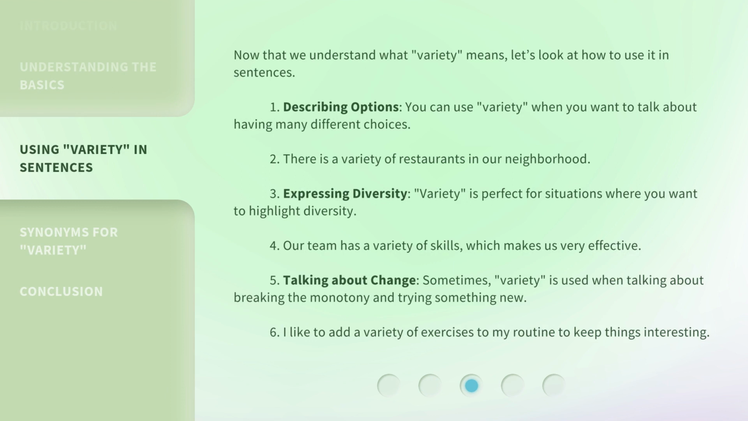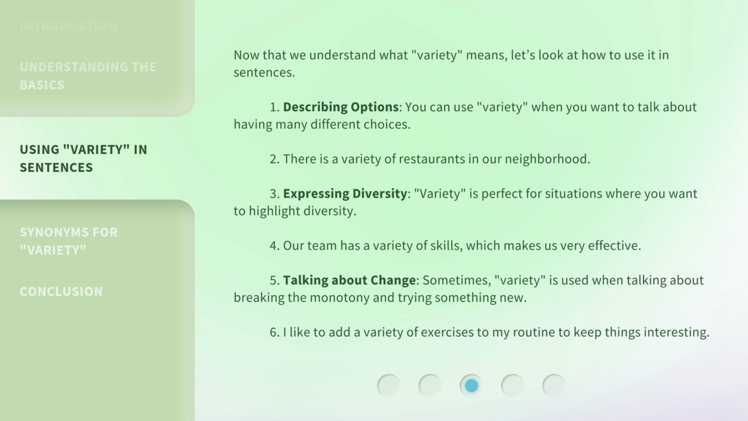Now that we understand what variety means, let's look at how to use it in sentences. 1. Describing options. You can use variety when you want to talk about having many different choices. 2. There is a variety of restaurants in our neighborhood.